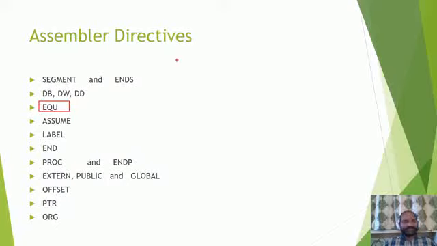Defining the constants, syntax is the same. Let us suppose I'm taking a variable, v1, and I am taking the EQ. EQ is nothing but equate, which is a MASM directive, that is, an assembler directive. Now I'm going to declare this one as 34h.